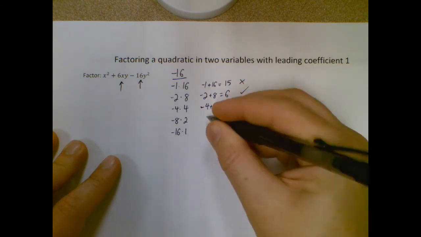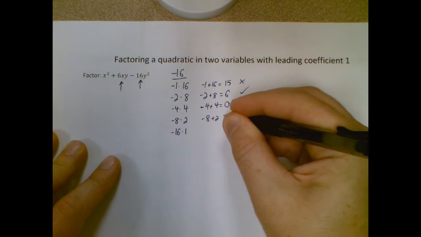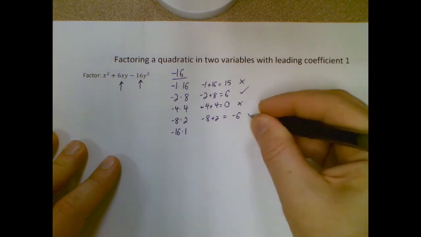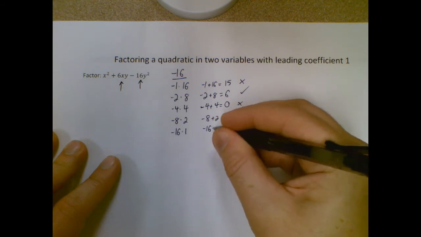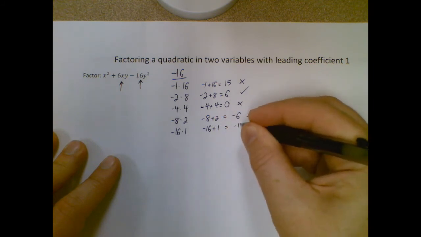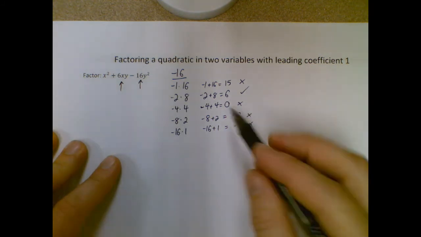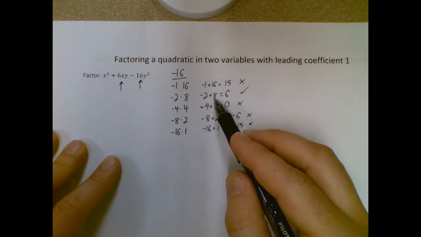That's 0. -8 plus 2 is -6, which is a no-go. We need to have the correct sign here. And -16 plus 1 is -15, which is also a no-go. So only one of these is going to work, and it's -2 and 8.